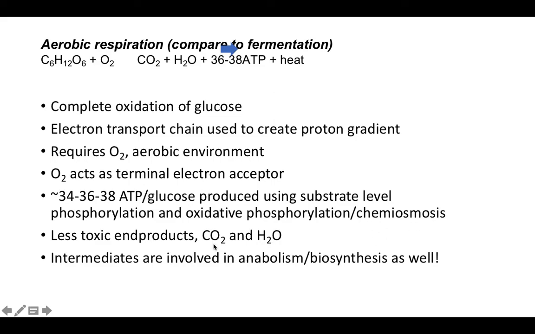And furthermore, you guys, more advantages: the end products of aerobic respiration are far less toxic than the alcohol and acids of fermentation, so we're going to get CO2 and water. And another thing that we just really briefly mentioned was that the intermediates in aerobic respiration can be siphoned off and used in anabolism. So for example, amino acid synthesis or nucleotide synthesis.